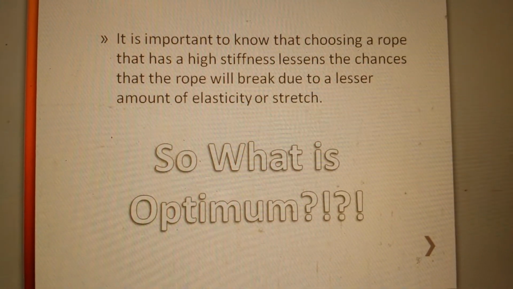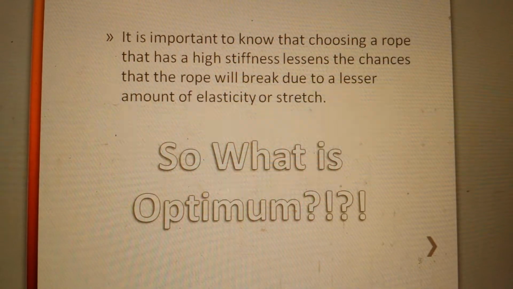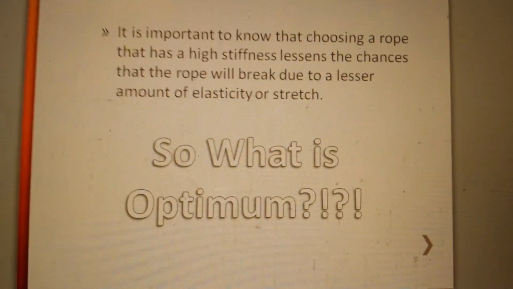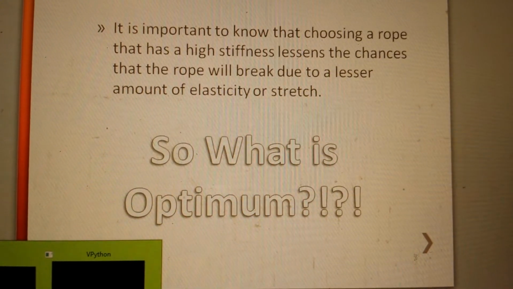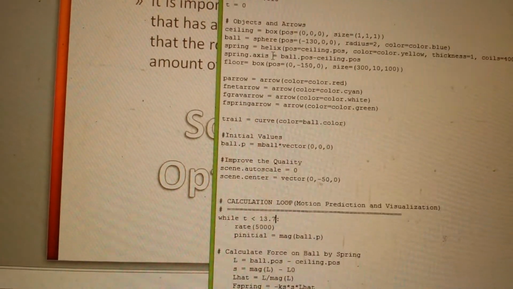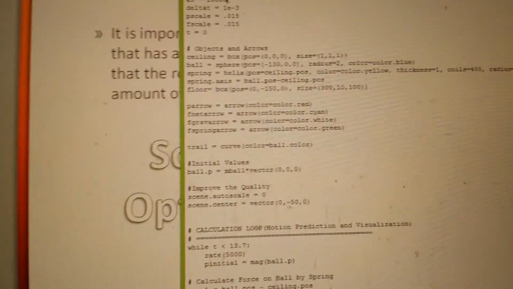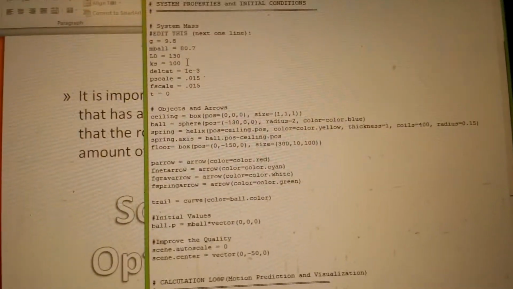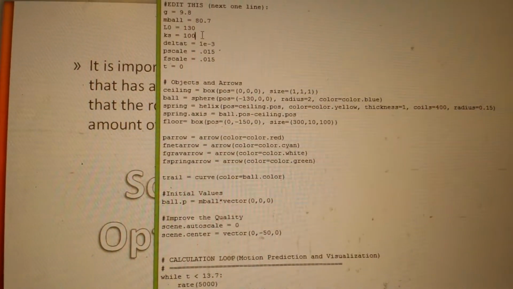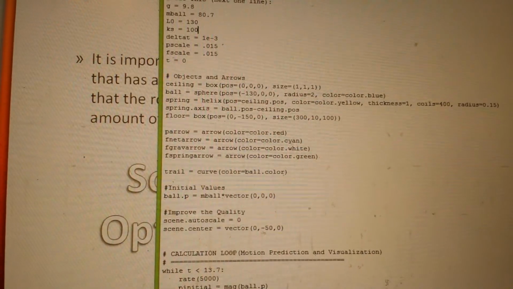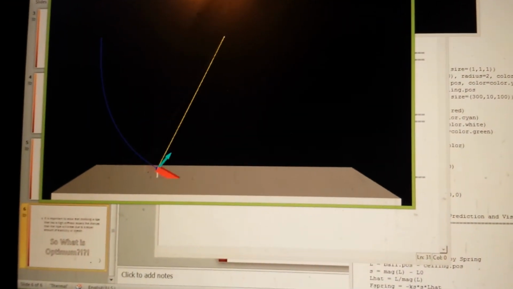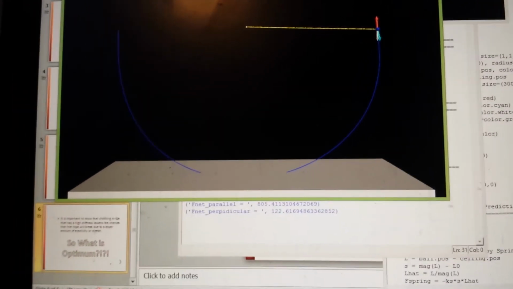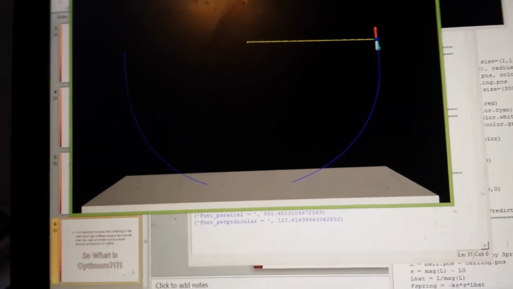It is important to know that choosing a rope that has a high stiffness lessens the chances that the rope will break due to a lesser amount of elasticity or stretch. Let's see this in play. So right here, remember I set my spring constant as 10,000. But I also looked up the spring constant of an average bungee rope, which happens to be 100. So when I run this code, you can see that it intersects with the floor, which means that basically the person actually hit the floor.